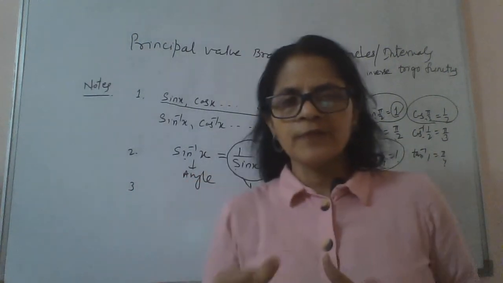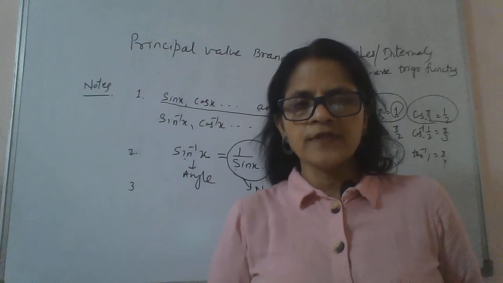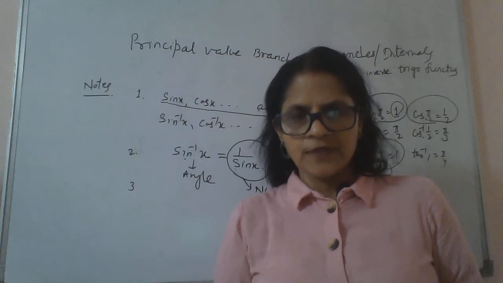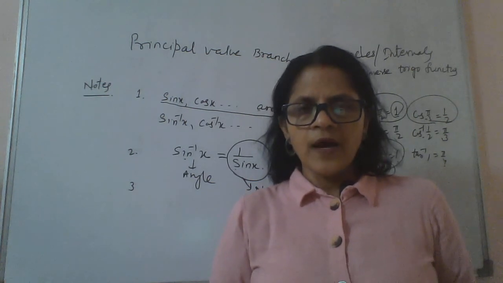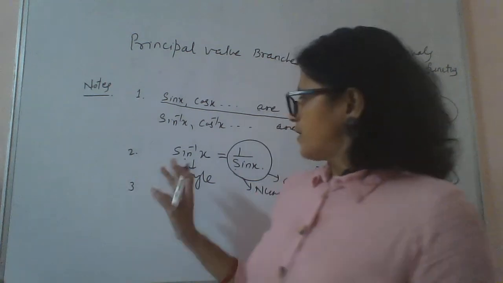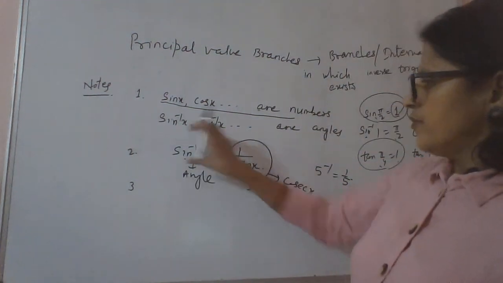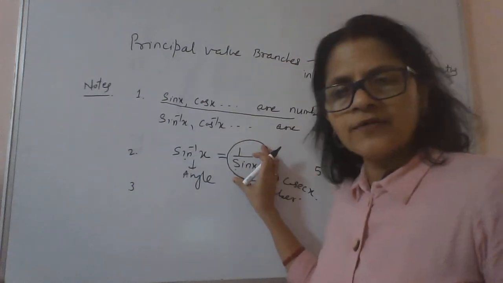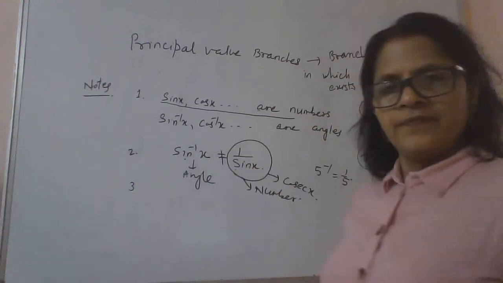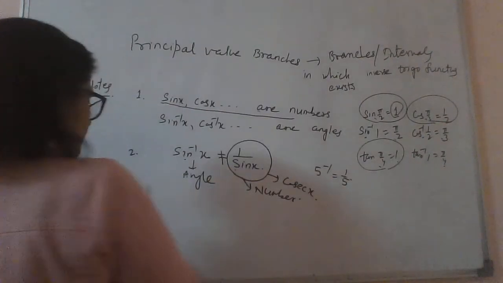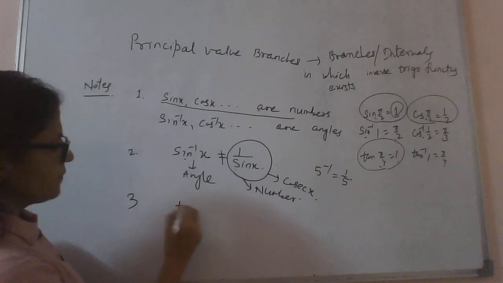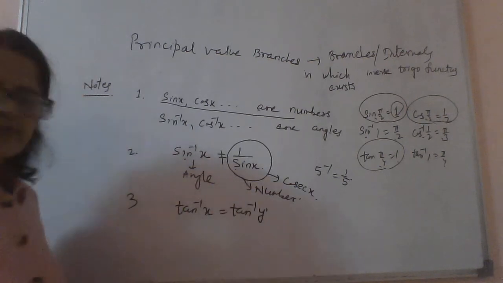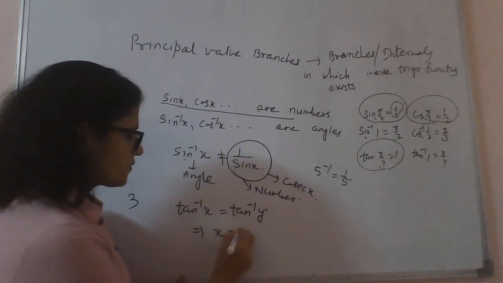We can compare similar things, no? Comparison between similar things happens, but comparison among dissimilar things is not possible. A number can be compared with a number, an angle can be compared with an angle. Because sine inverse x is an angle and this is a number, we cannot compare these two. So sine inverse x is not equal to 1 by sine x. And one more thing, the common error children make: just suppose, for example, tan inverse x equals tan inverse y. So this implies x equals y.